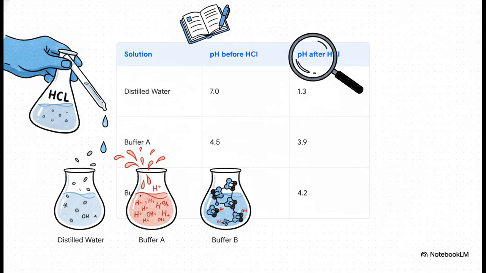Okay, so here's our case files straight from the lab. A student takes the exact same amount of a pretty strong acid, hydrochloric acid, and adds it to 3 different solutions. You've got pure distilled water, something called buffer A, and another one called buffer B. And as you can see from the evidence right here, the results are, well, they're wildly different.